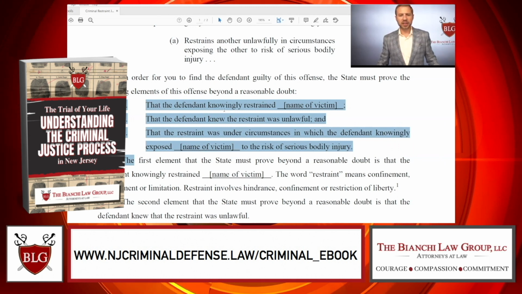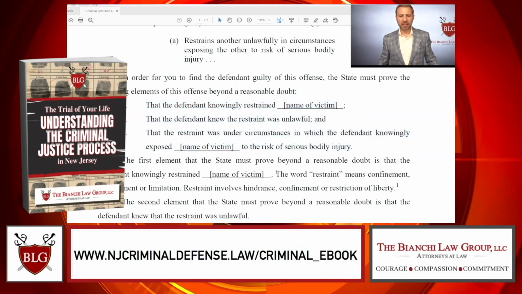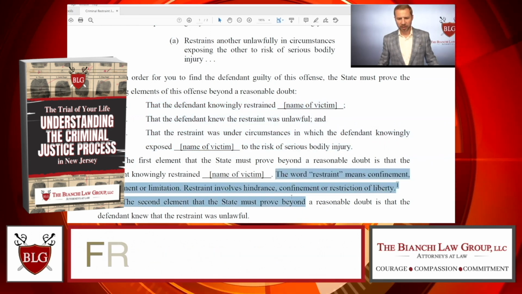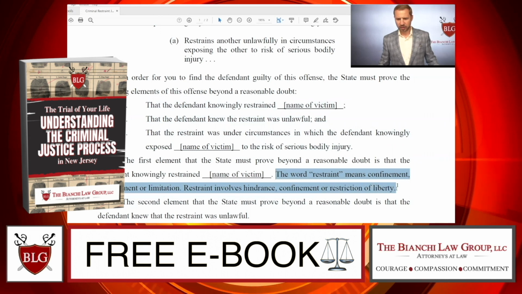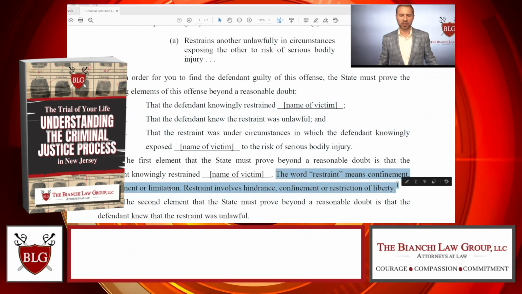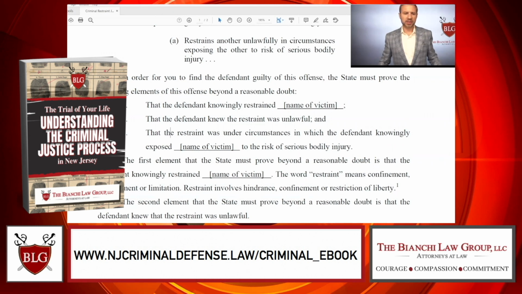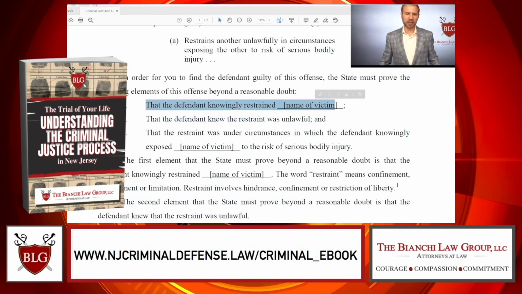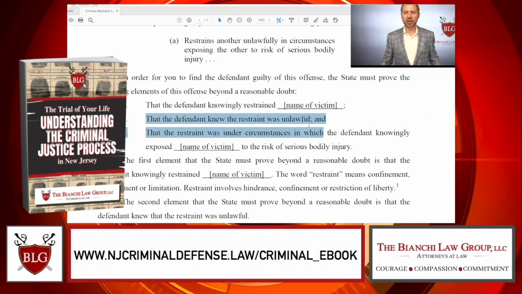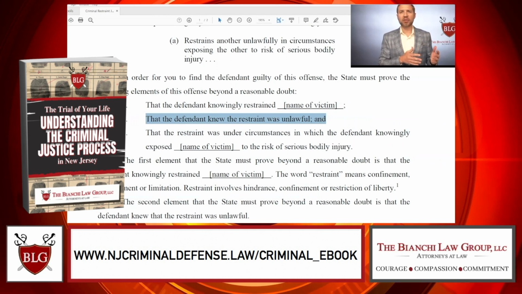First, that the defendant knowingly restrained the victim. And then even here, if you look a little bit lower, the next paragraph, it defines restraint. The word restraint means confinement, abridgment, or limitation. Restraint involves hindrance, confinement, or restriction of liberty. Right? So first element, the defendant knowingly restrained the victim. Second element, that the defendant knew the restraint was unlawful. Still, the restraint has to be unlawful.